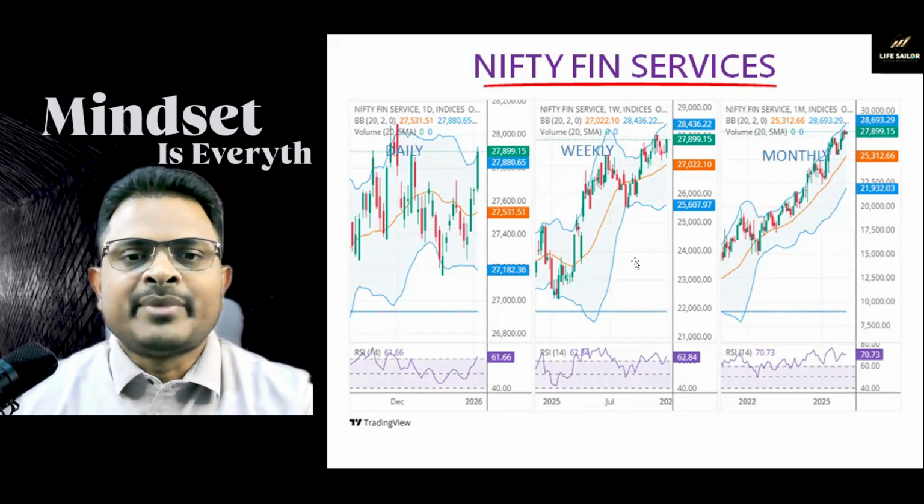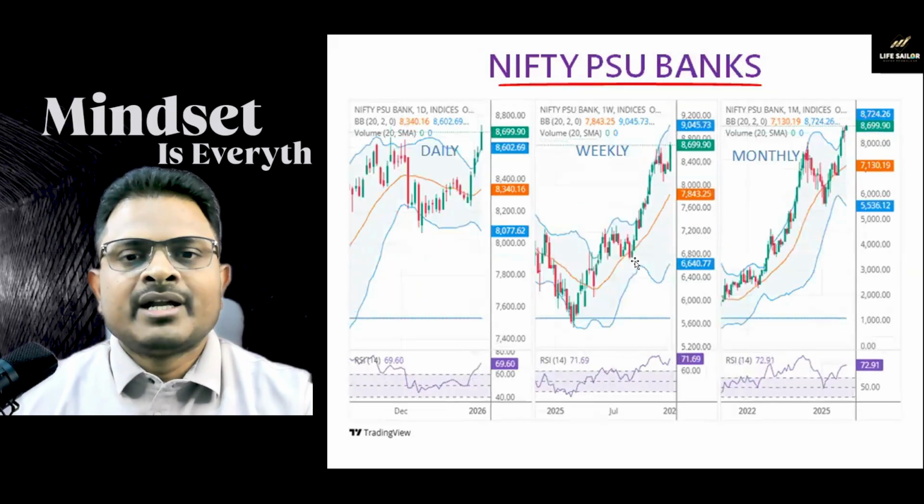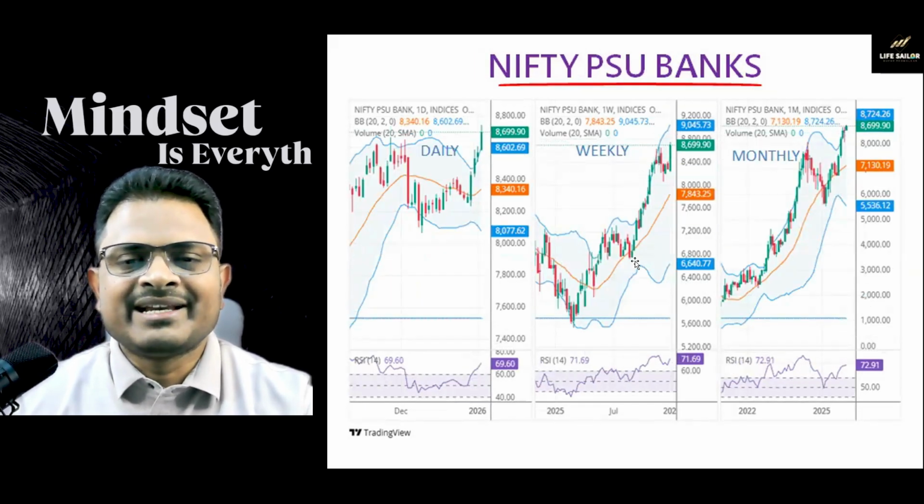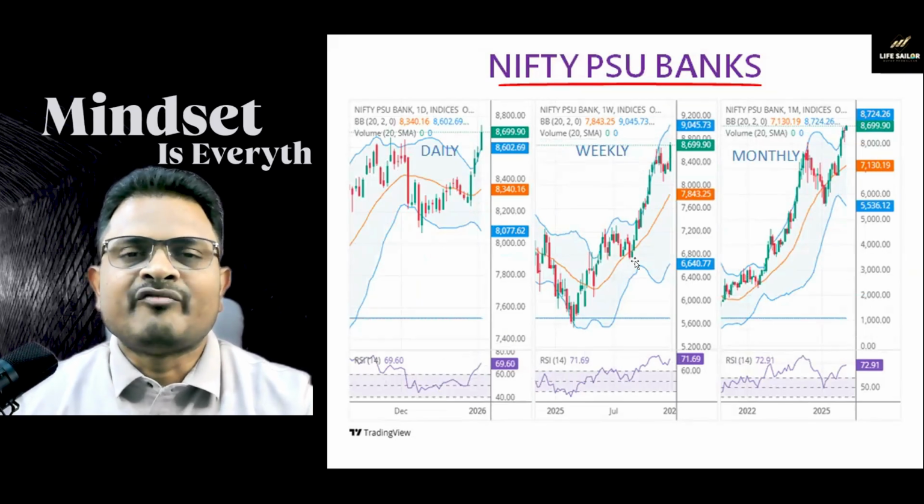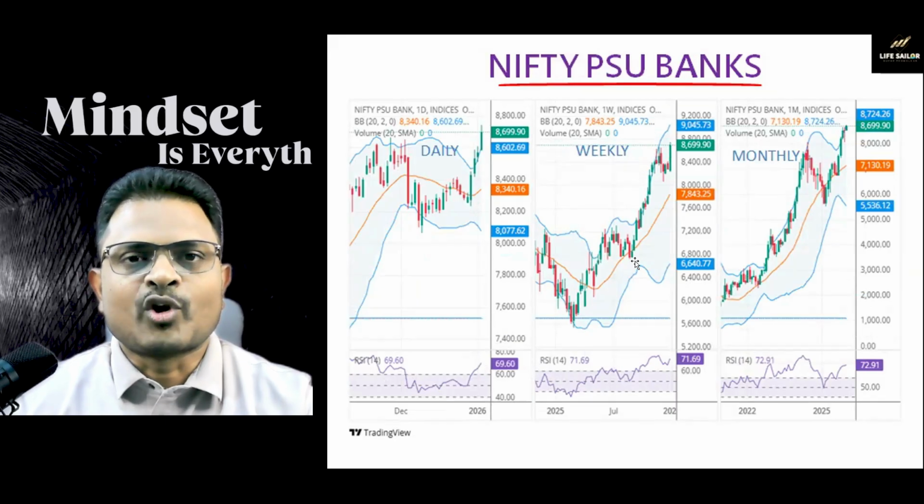Bank Nifty chart was better than Nifty Fin Services. Nifty PSU Bank, all three RSI, monthly, weekly, daily above 60. Clearly, very good breakout, and this sector is performing very good for last couple of months.